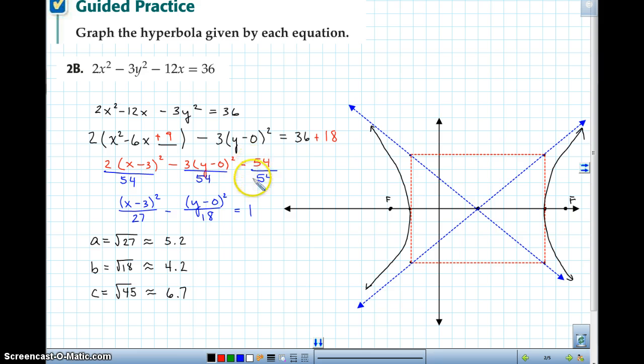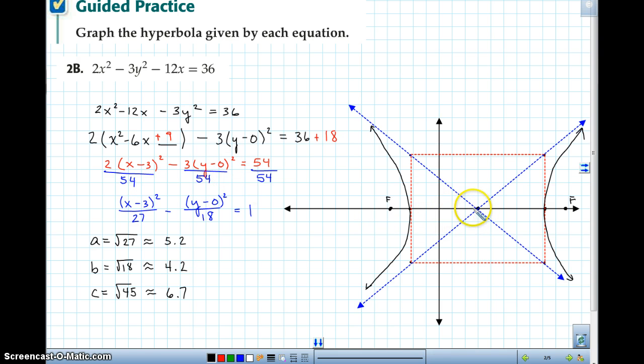Okay, so here's the completed solution. It was a little different from the first one because there was no y to complete the square with. You just had y squared. So all you had to do is rewrite it as -3 times parentheses y minus 0 squared. So just inject that 0 for your k, and then it'll be pretty apparent where the center is. So the center was at 3, 0. So you go 3 units to the right and 0.